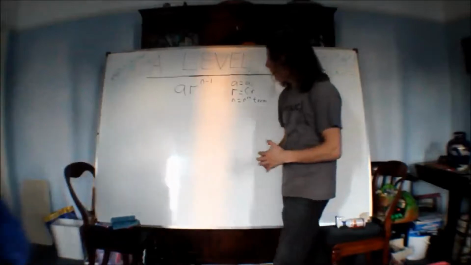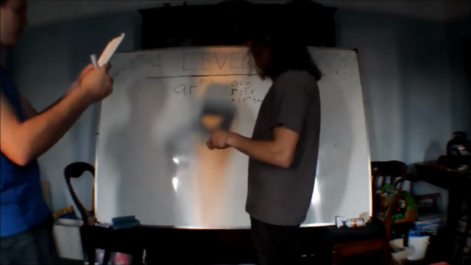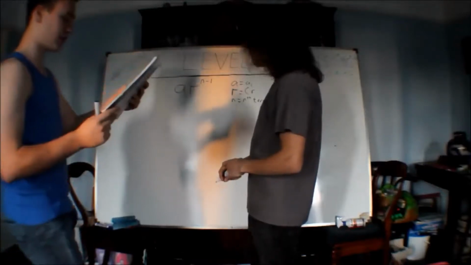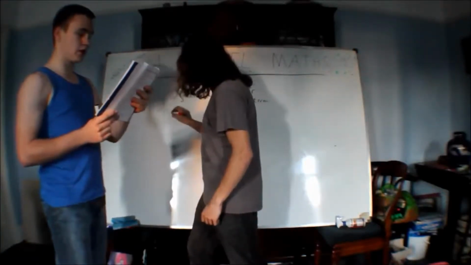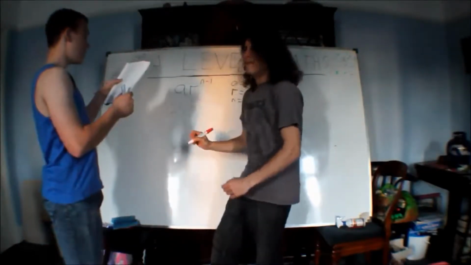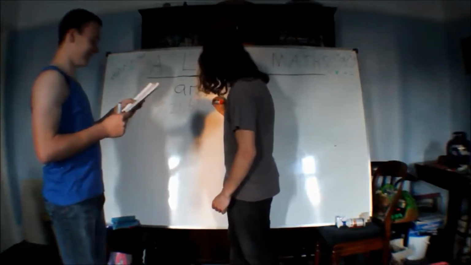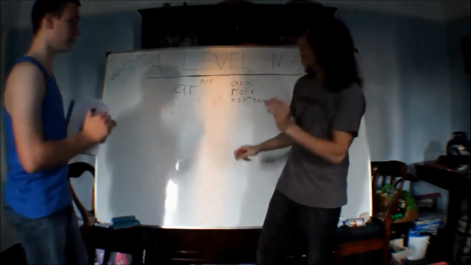So if I get an example up from the book, I'll read it out, you write it down. This is the geometric sequence: 7, 21, 63, and 189. And the question asks, what is the 10th term?